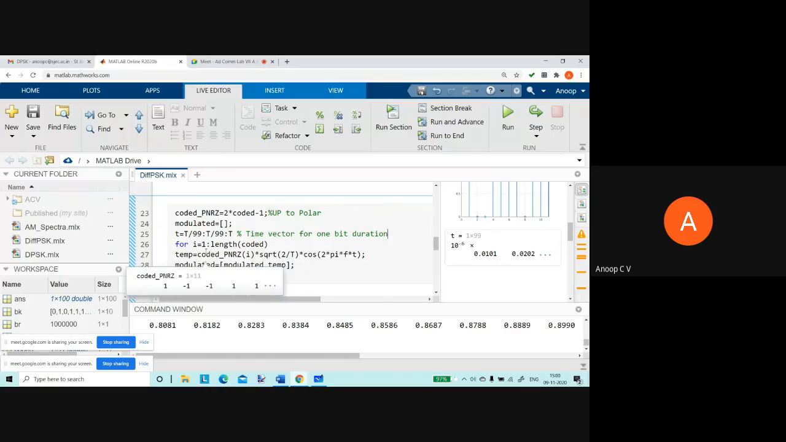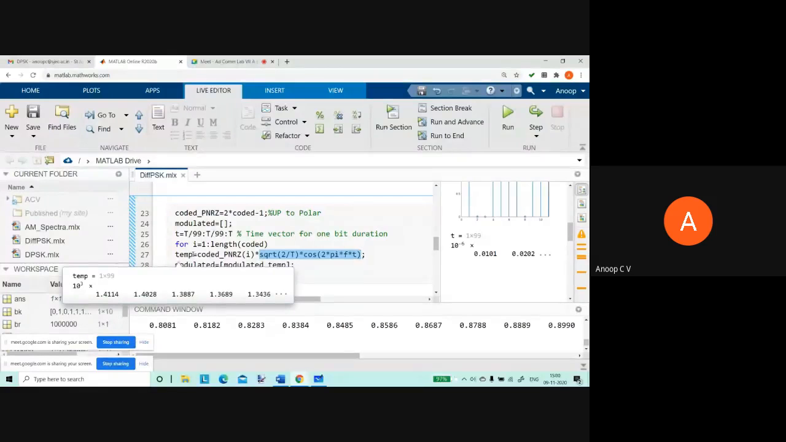Now what we are going to do is, for i from 1 to length of coded. Length of coded will be 11, so there are 11 bits, and we have to modulate all the 11 bits. For that, we simply multiply this coded PNRZ of i, which will be either +1 or -1. In fact, it would have been plus root Eb or minus root Eb, but for convenience we have assumed Eb to be equal to 1. So we simply multiply this coded PNRZ with our message signal root 2 by T cos 2 pi ft. That is the modulated signal for 1 bit duration.